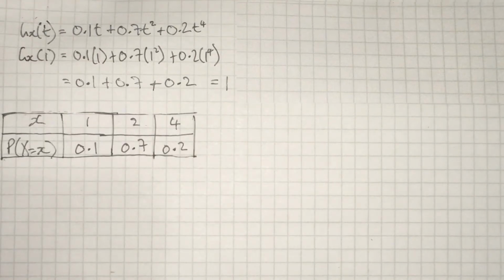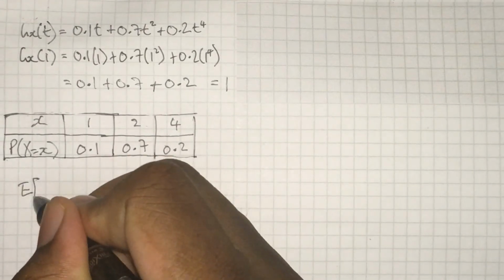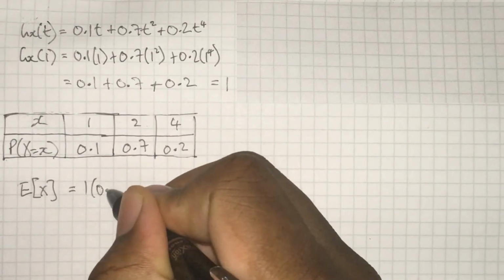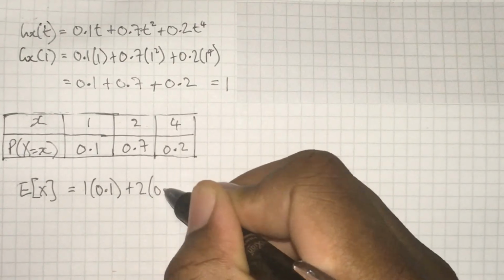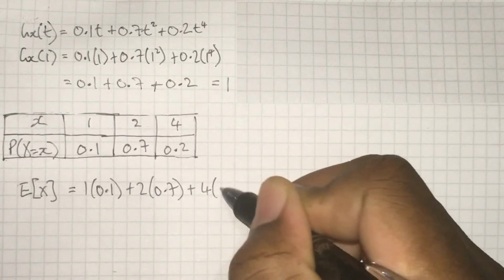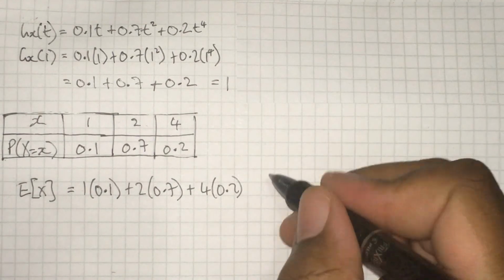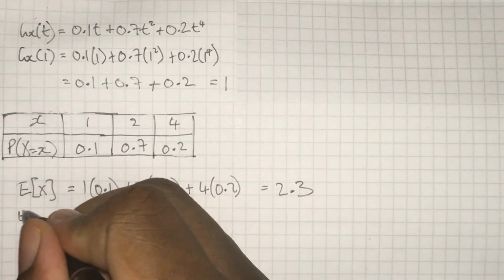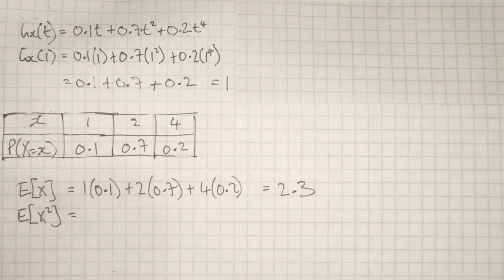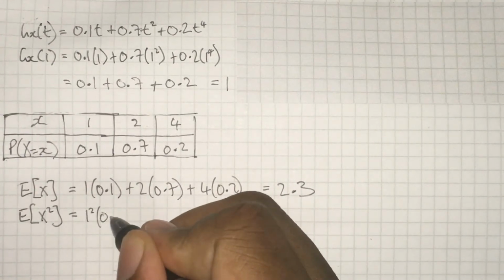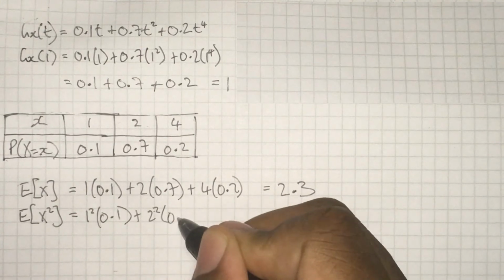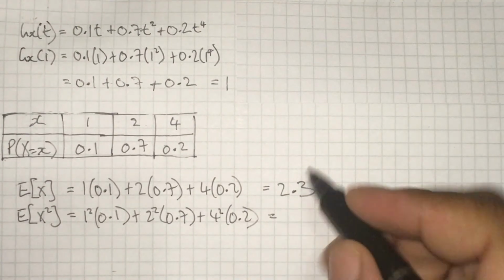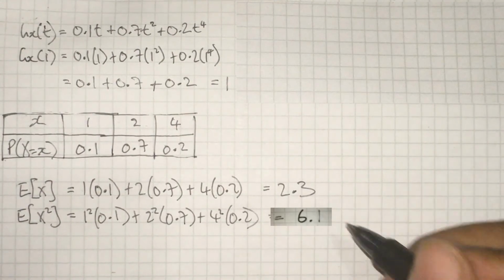With a discrete random variable, we would regularly find the expectation. So let's go ahead and find the expectation here. I can find the expectation of X. It's going to be the x value multiplied by the probability, and I do that for all of the x values. And we get 2.3 in this case. What about the expectation of X squared? I'll take the x value and square it and then multiply by the probability. I'll do that for each of the corresponding x's and probabilities. And in this case, we get 6.1.